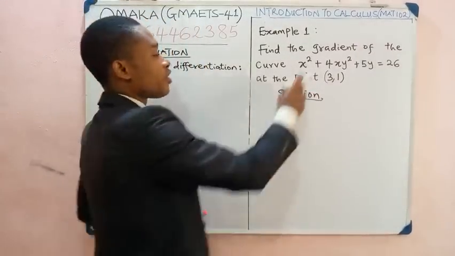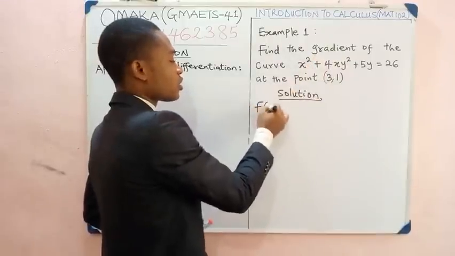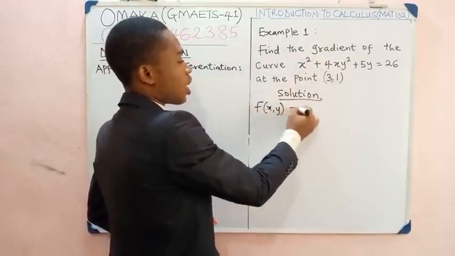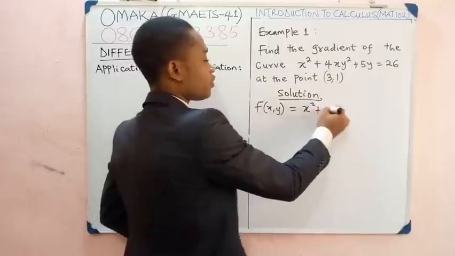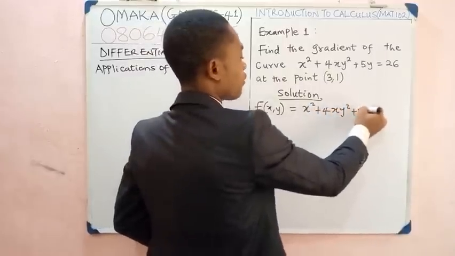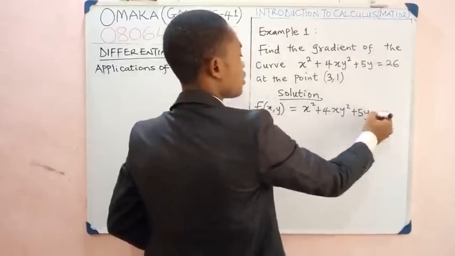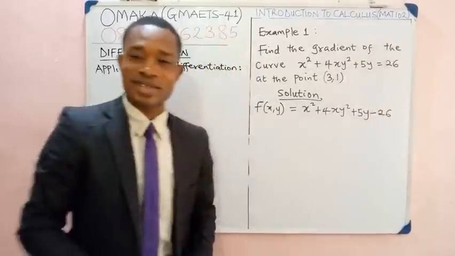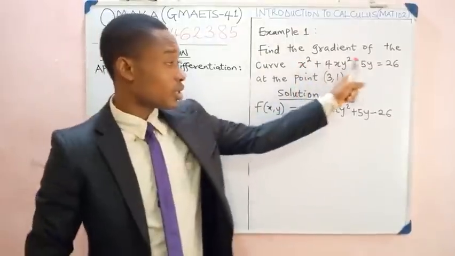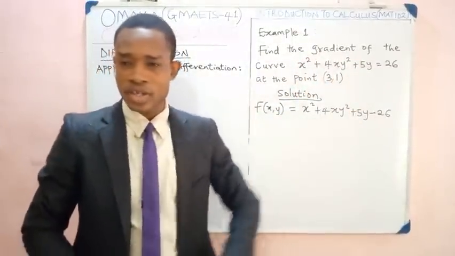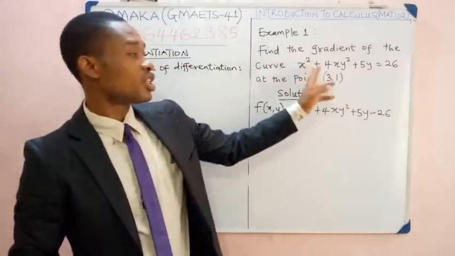Now if you look at the function given to us, this is an implicit function, so we can say that f of x, y is equal to x squared plus 4xy squared plus 5y. This 26, I'll move it to this side, so we have minus 26. It is an implicit function because it depends on x and y, as you can see there. We are now going to differentiate this.